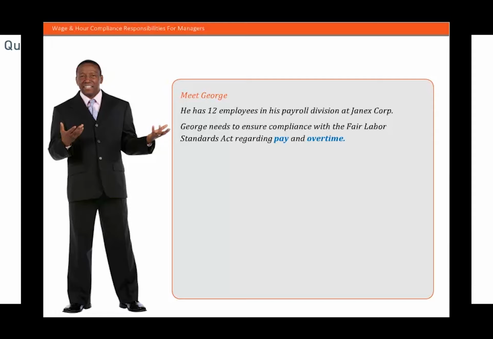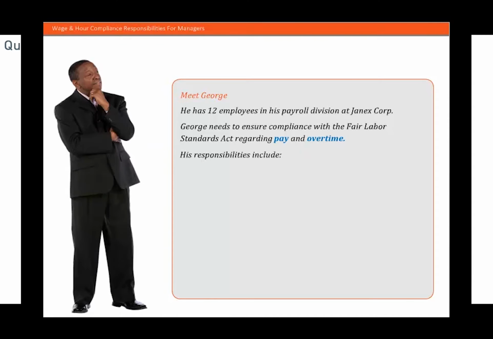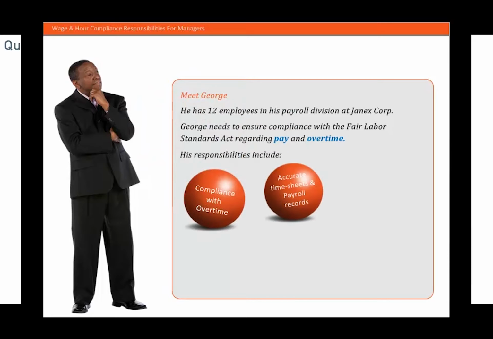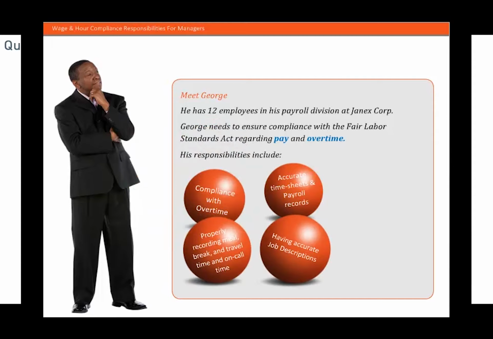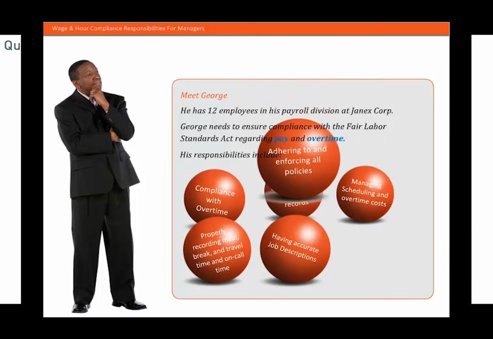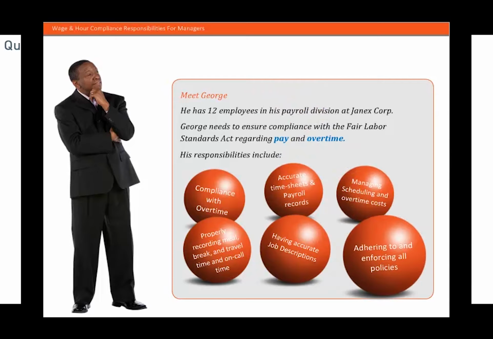Just like you, George needs to first understand the policies. While this is a good start, it is simply not enough. As a manager, he is also accountable for complying with the law and keeping accurate descriptions of all exempt and non-exempt positions, especially as job descriptions change. These descriptions help determine if an employee is exempt or non-exempt and therefore eligible for overtime. Well, that seems like a lot of balls to juggle.